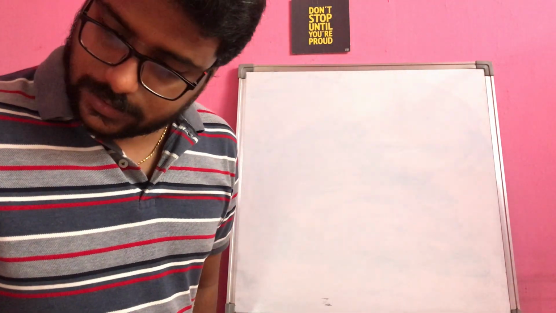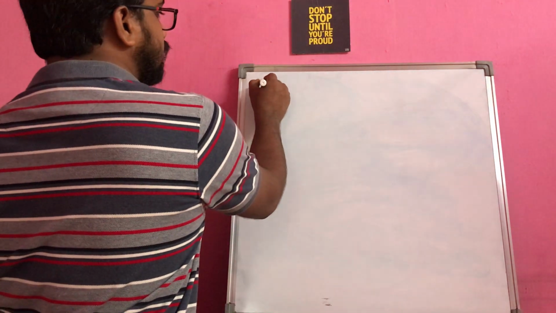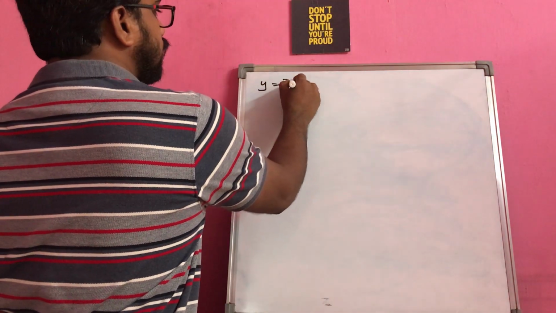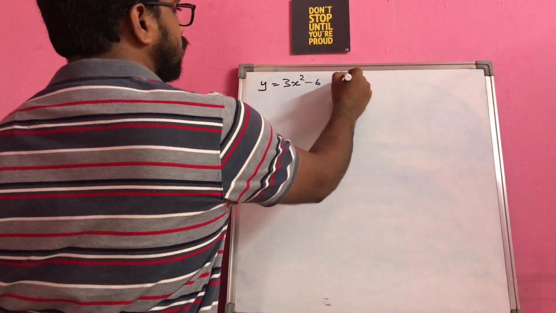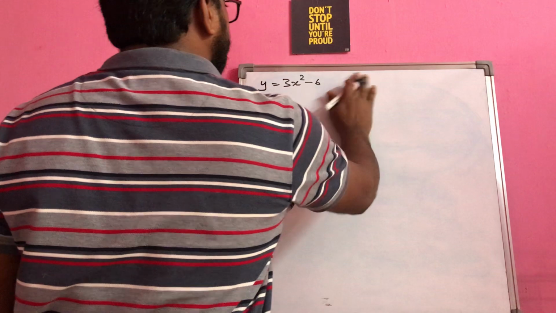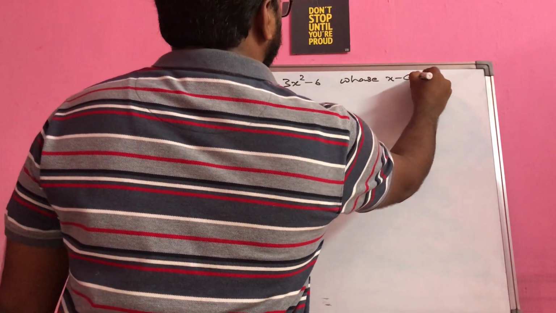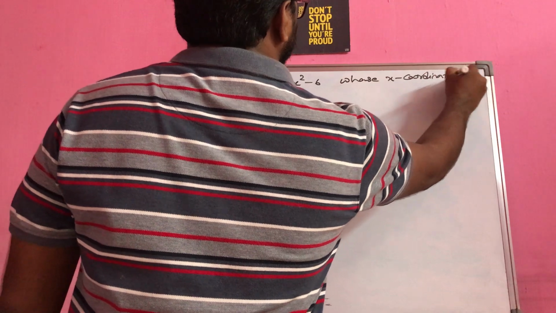Let us start with the easy one. Find the slope of the tangent to y is equal to 3x squared minus 6 at the point on it whose x coordinate is 2.